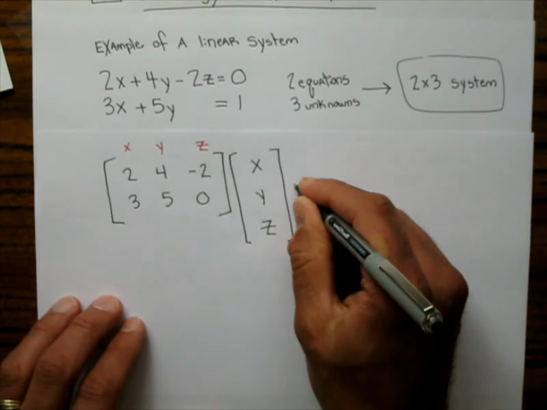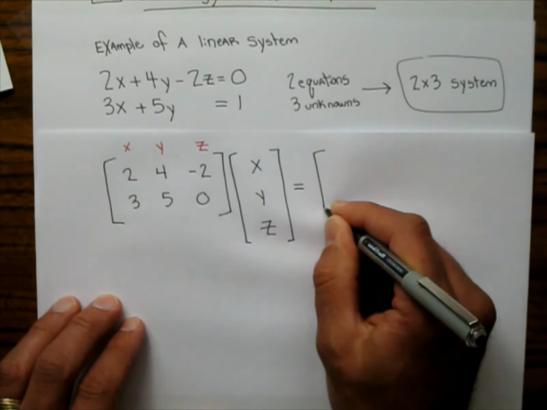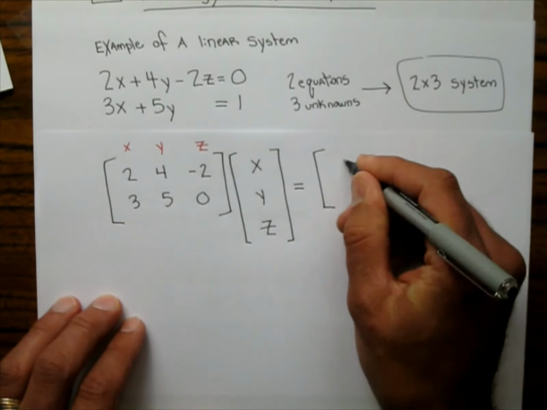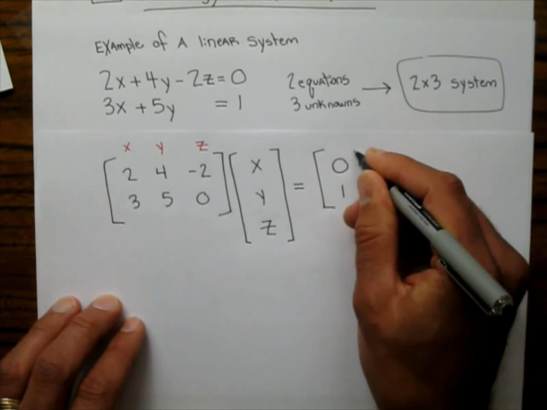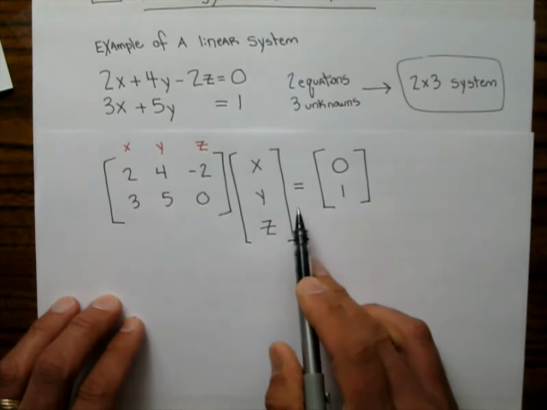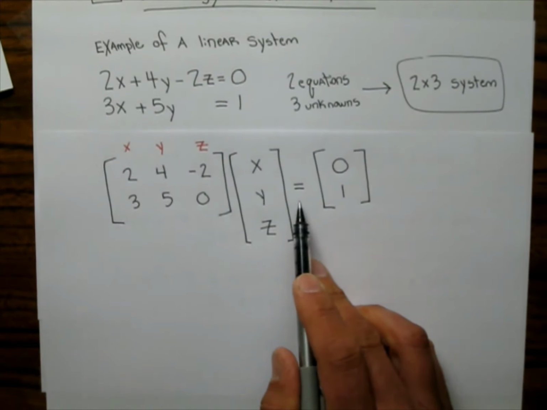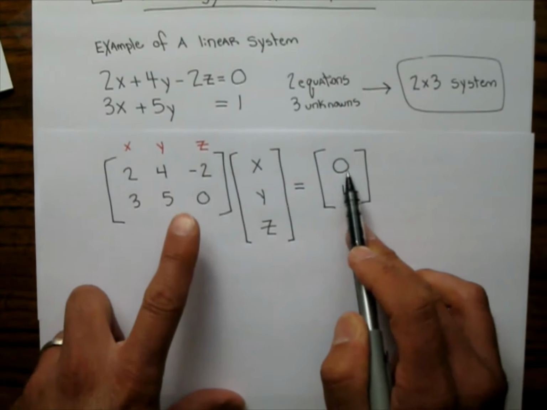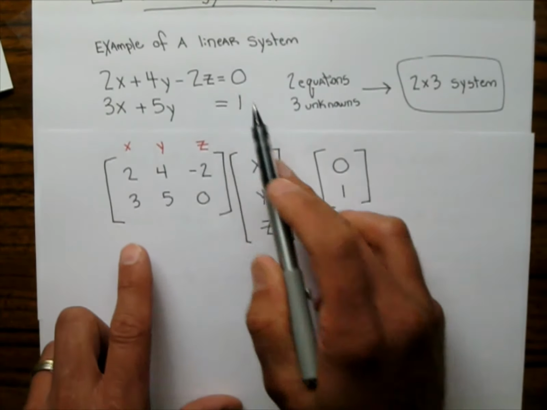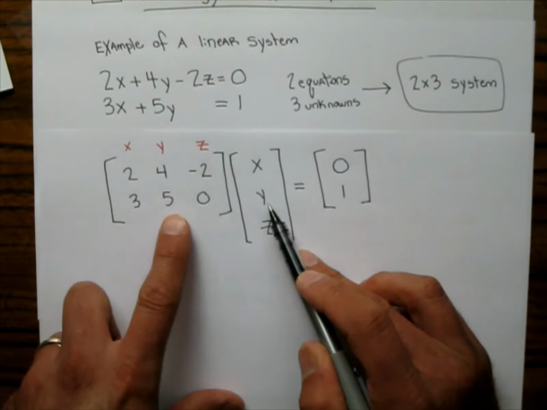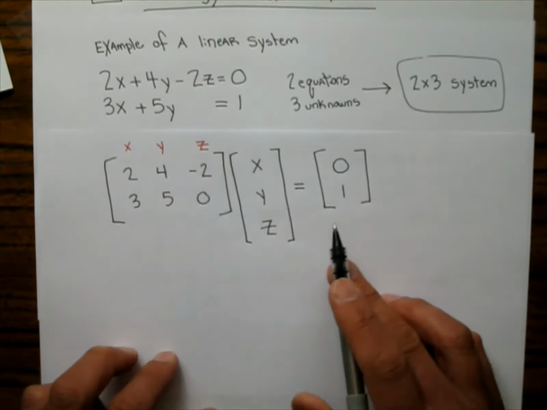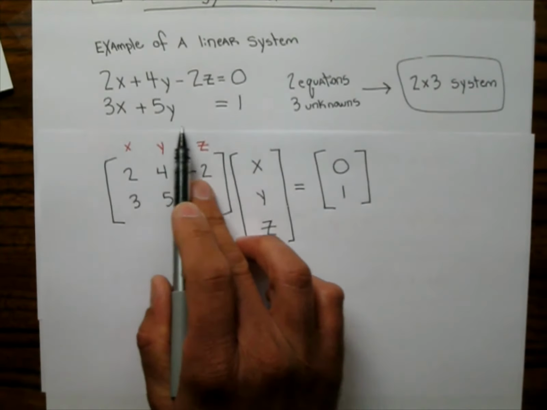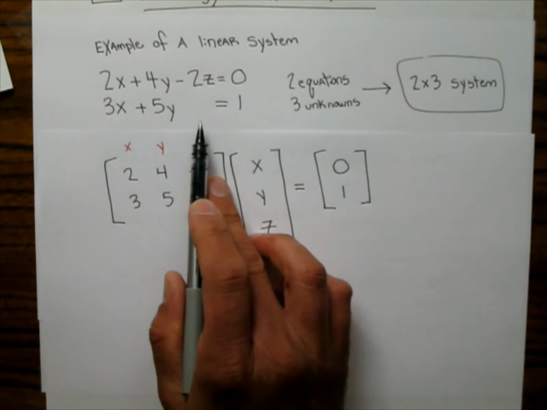So this is going to equal, then you write down these numbers over here, 0, 1. And this is matrix equality here, so we have 2x plus 4y minus 2z. This is going to equal the top part, which is 0, and that gives us our top equation. 3x plus 5y equals 1. So this is another way of repackaging this system right here.